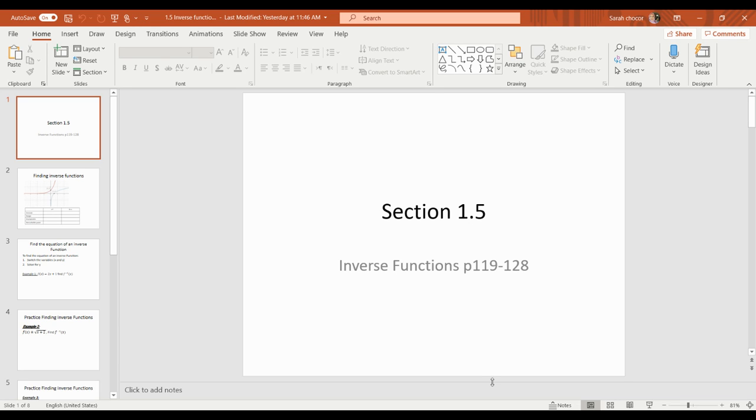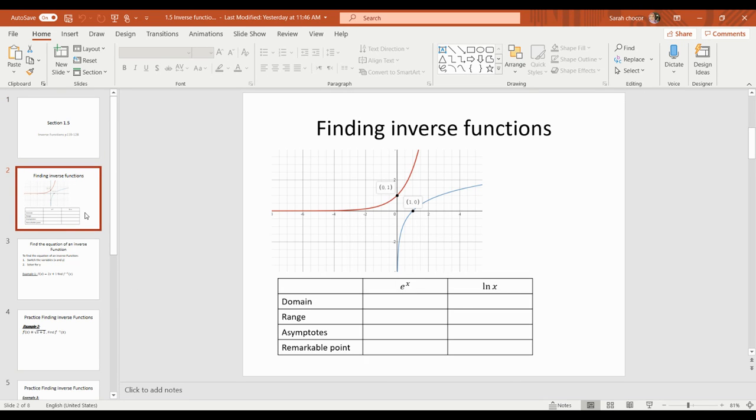Hi, in today's video, we're going to talk about inverse functions, which is section 1.5 of our chapter 1, pages 119 through 128 in our textbook. And the best way to start talking about inverse functions is to give an example of inverse functions. The best example would be the exponential and log. So let's complete the table for exponential and log and understand the relationship between them.